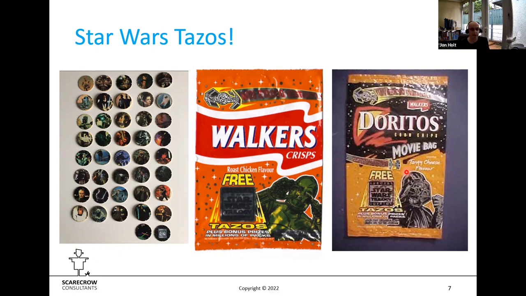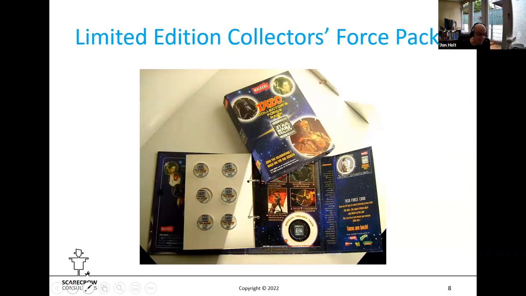My son at the time was 5 years old, and so he ate a lot of crisps during these 3 months. He ate an awful lot of Doritos. In fact, he went orange at one point because he'd eaten so many Doritos. And if you collected the entire set of Tazos, you could send off for the limited edition collector's fact pack, which was kind of like a file of facts with these cardboard pages, and you could put your Tazos inside. It was like a special collector's thing.